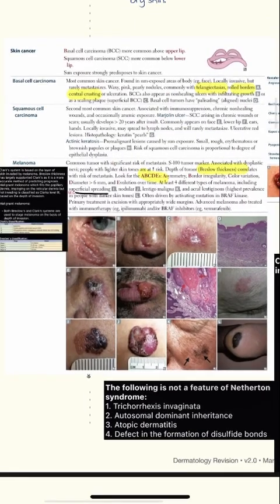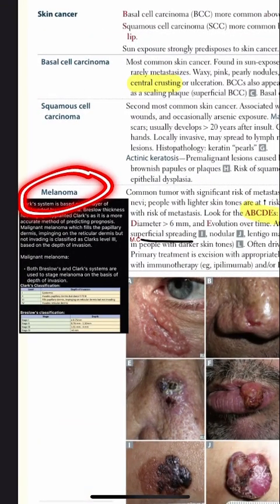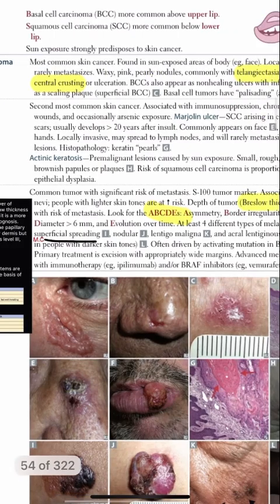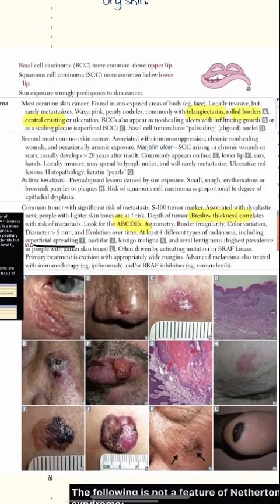Now, the next important skin cancer is melanoma. It is a common tumor with significant risk of metastasis. The previous two do not metastasize, but this does. Here S100 is the tumor marker. It is associated with dysplastic nevi. People with lighter skin tones are at higher risk.